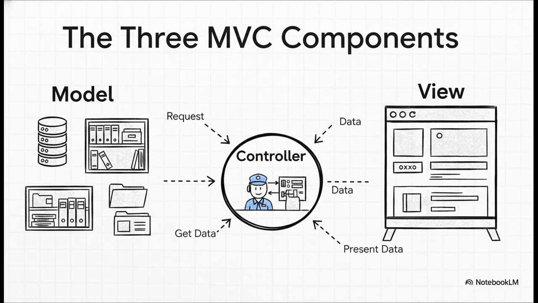The model is all about the data, what your application knows. Think of it as the brain. The view is all about how things look. It's the user interface, the pretty face of the application. And then you have the controller, who's like the traffic cop in the middle.